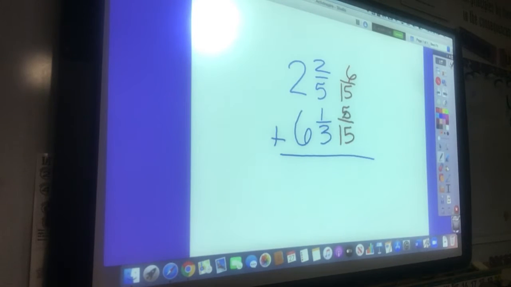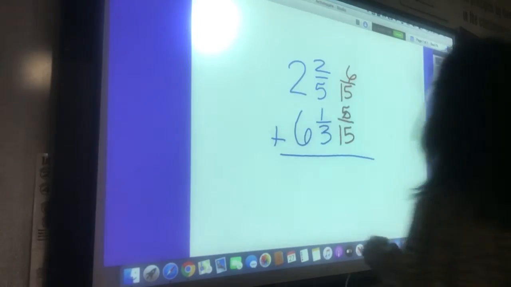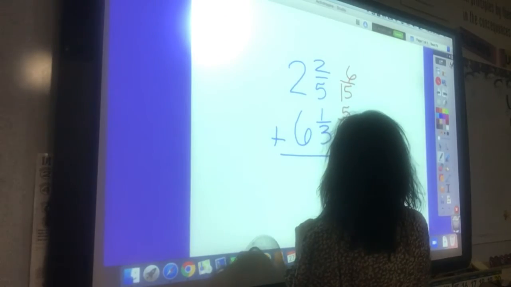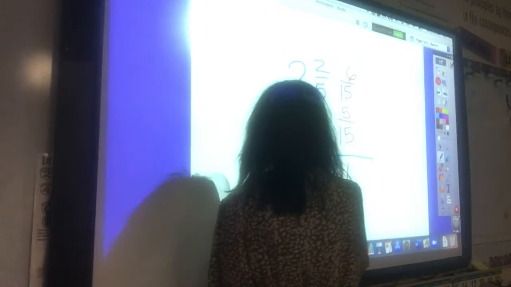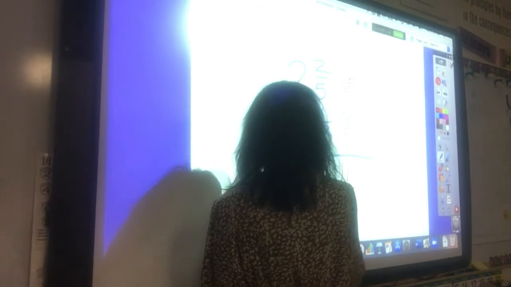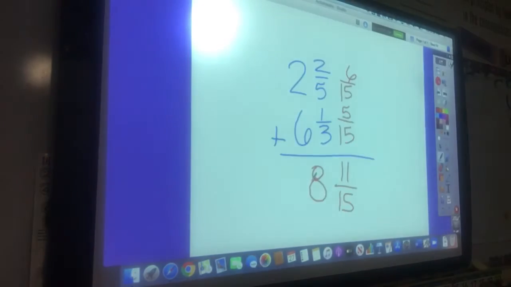And so, Maddie, what do we get? So that'll be 11/16, and then you add 6 and 2, and that's 8. And that's our answer, because we can't reduce.